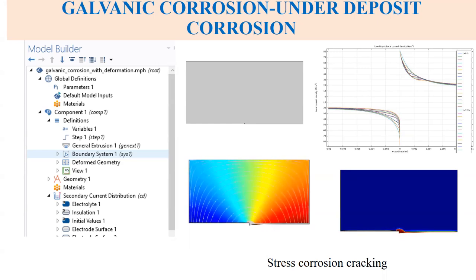So at the end, we should be able to plot the local current density over a period of time. And we should also see the stress corrosion cracking results for this model. So kindly follow to the end, and if there are any questions, please let me know.